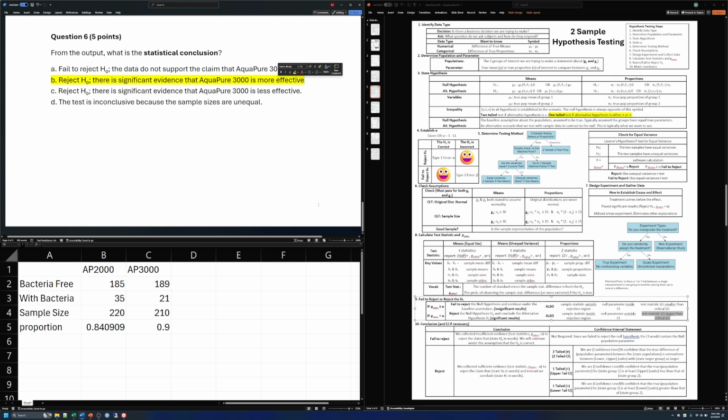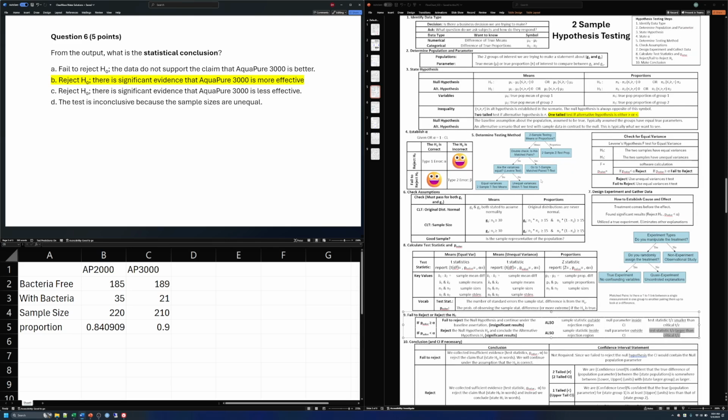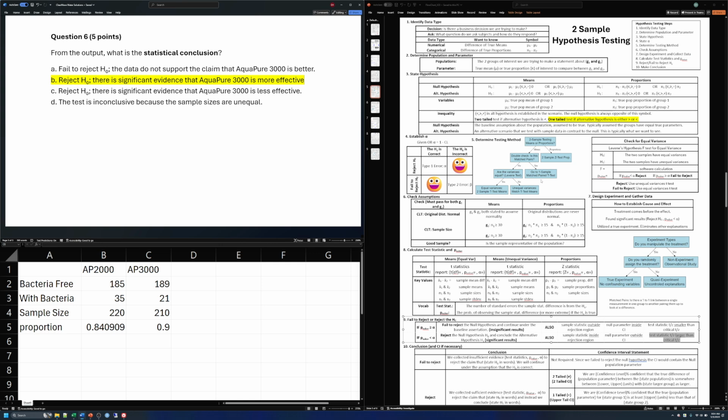So anyhow, I hope that helped going through a couple of examples of looking at questions with regards to our two-sample hypothesis testing from an exam style question. Good luck.